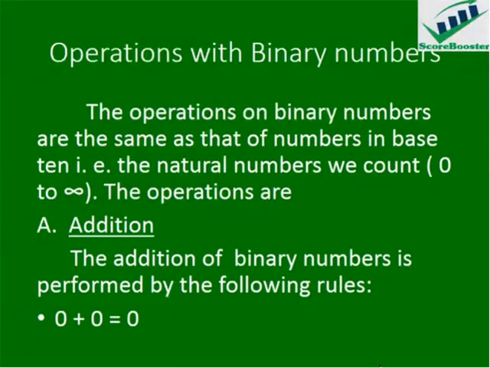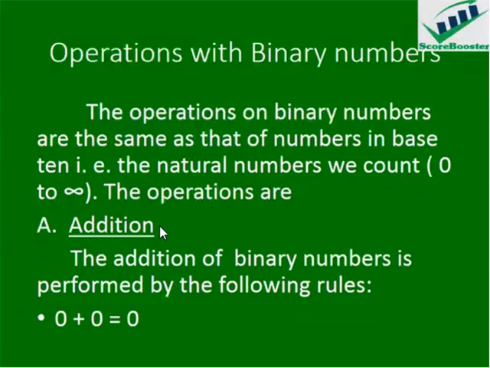Operations with binary numbers. The operations on binary numbers are the same as that of numbers in base 10, which I also call the natural numbers, that is the numbers starting from 0 to infinity. And you know that the operations we carry out on our everyday numbers are addition, subtraction, multiplication, and division, which is also the same for binary numbers. So we talk on these operations one after the other, and we cite examples on them. The first operation is addition.